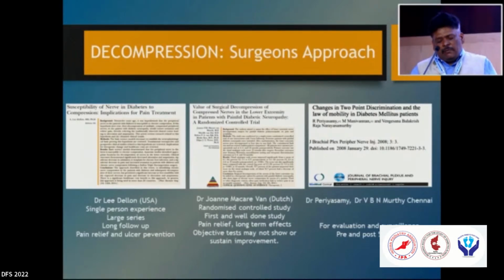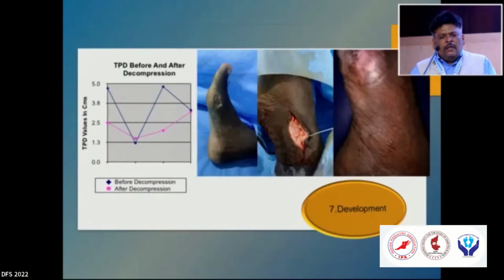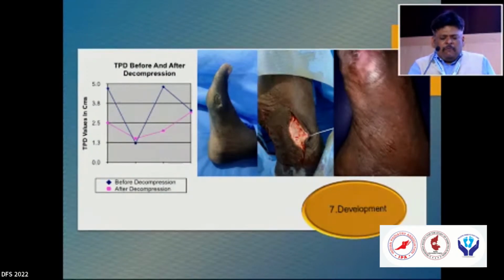I think Professor Vivian Murthy from Chennai advocates nerve decompression. So that is how the nerve decompression is usually done: under tourniquet guidance in local anesthesia, use diathermy, lay open the epineurium, primary closure of the wound, a posterior slab or POP to support the foot, and non-weight bearing for a week is what people follow post decompression. And what Professor Narayan Murthy's paper said is that the 2-point discrimination before and after decompression of the nerves shows a significant difference. A couple of patients and a couple of papers he has presented everywhere across Indian meetings.